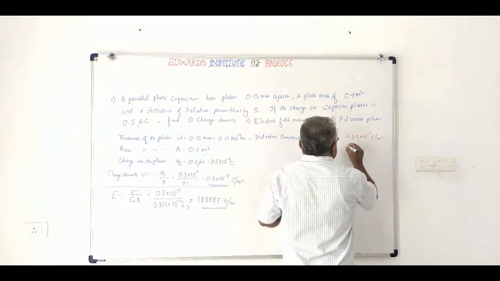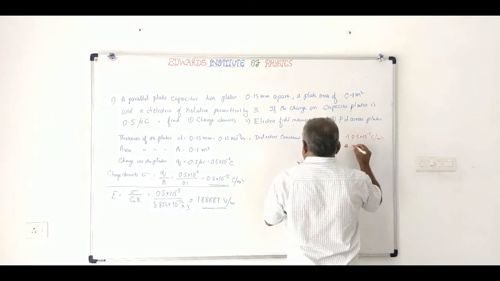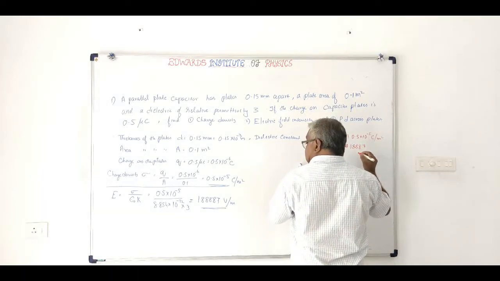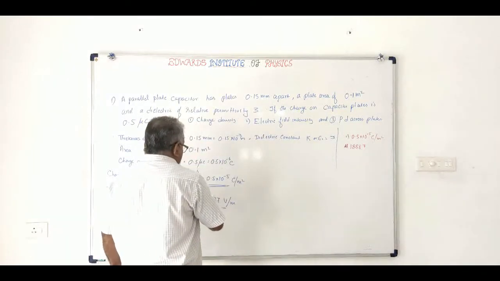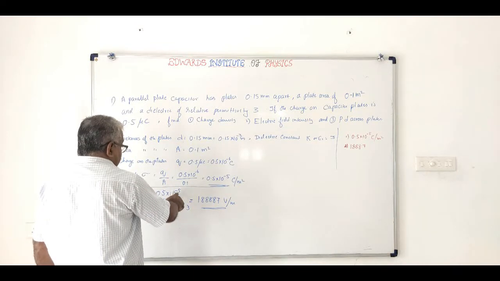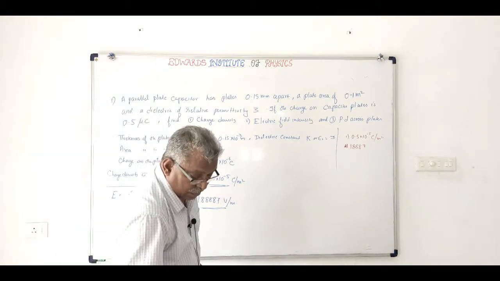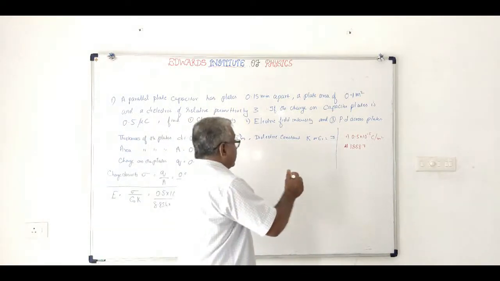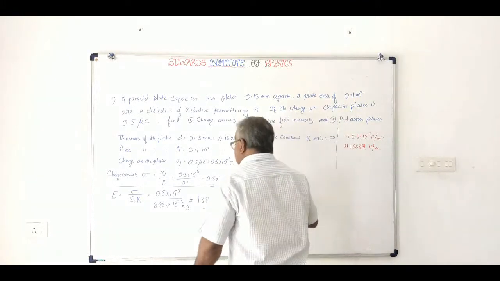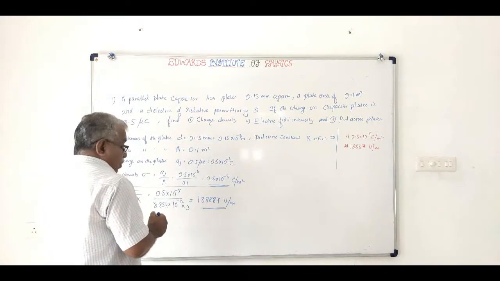So answer of the second question is 18887, that is 1.8887 into 10 raised to 5, I think this much only. Yeah, that's right. Volt per meter or Newton per Coulomb.